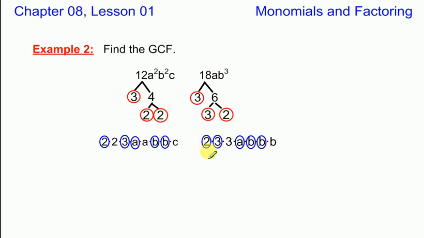Okay? So my greatest common factor is 2 times 3 times a times b times b. Just the ones that they both have in common. And then I would factor out, this one would have left 2ac. And this one just has 3b left after I've factored out 2 times 3 times a times b. And the greatest common factor, simplified, I get 6ab squared.